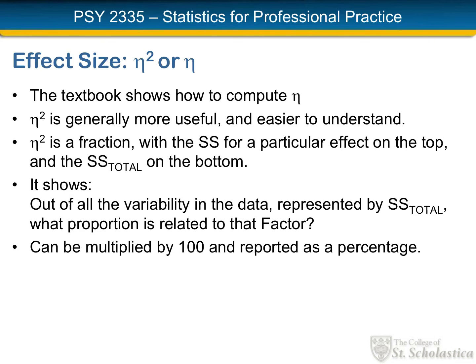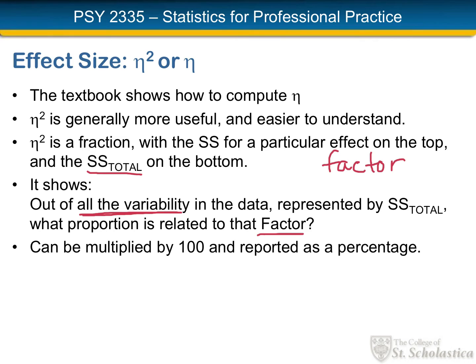Eta squared is a fraction, and it has the sum of squares for the particular effect, or we could say for the particular factor, in the numerator of the fraction, and the sum of squares total on the bottom. And so it's actually answering a question that makes good sense when we ask it. The sum of squares total represents all of the variability that there is in the data. So this fraction says, out of all the variability that exists in the data, what proportion is related to factor A, the car size, or factor B, the filter type, or the interaction?